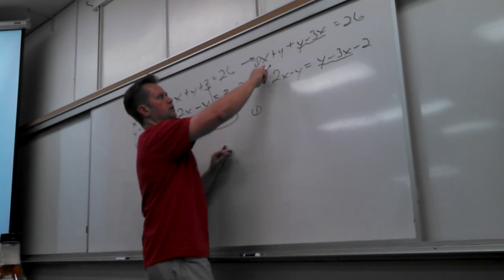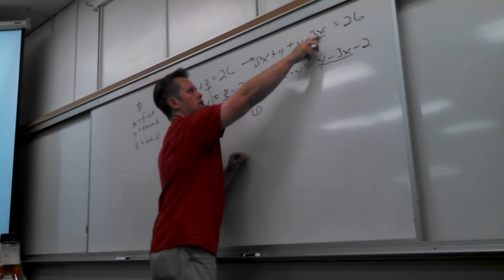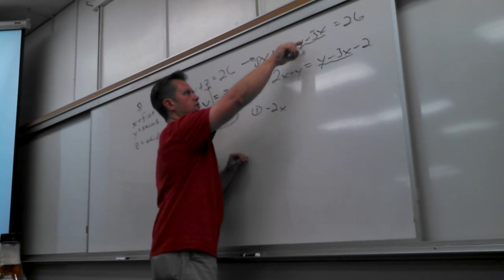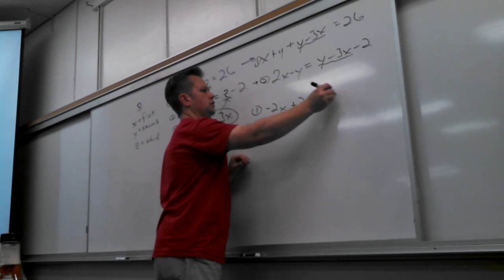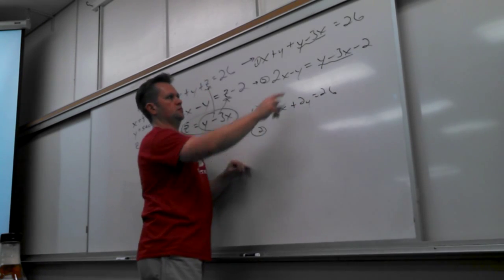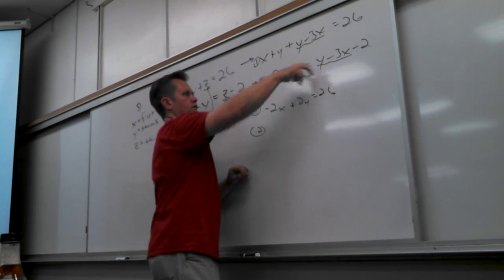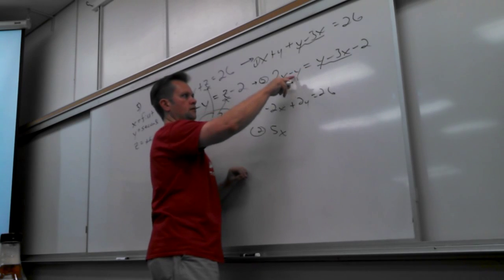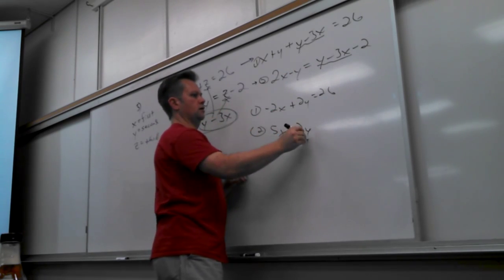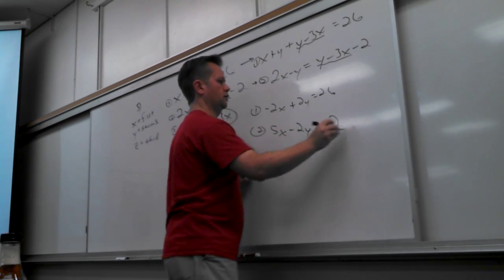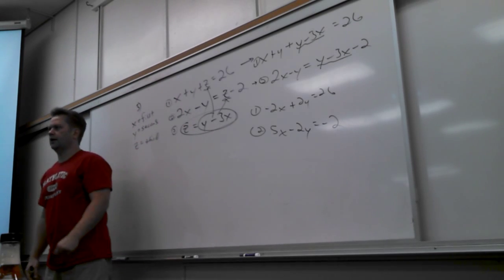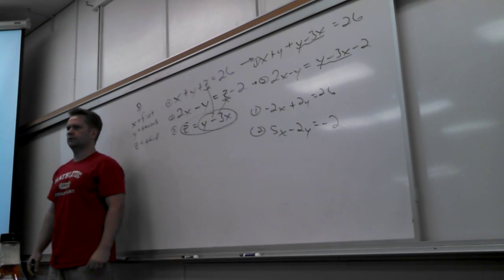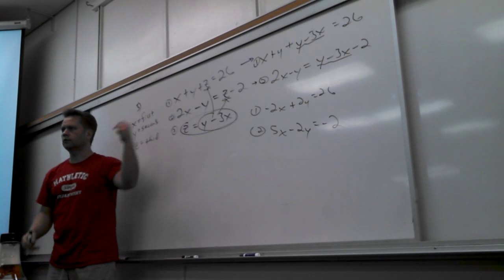So the first equation becomes negative 2X plus 2Y equals 26, and the second equation becomes 5X minus 2Y equals negative 2. Well, that's kick-ass. That set itself up for us. All right, what's nice about that?